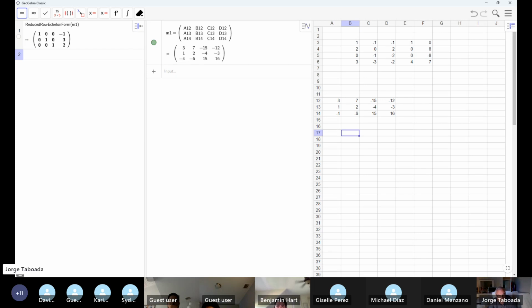Row 2: 2, 0 because y is missing, -3, 16. And row 3, the third equation: x is missing, y is 2, z is 1, and the right-hand side 4. Boom. By the way, the dimension of this matrix is 3 by 4. We have 3 rows, row 1, row 2, row 3, corresponding to each equation, and 4 columns because we have 3 variables plus an additional column for the right-hand side.